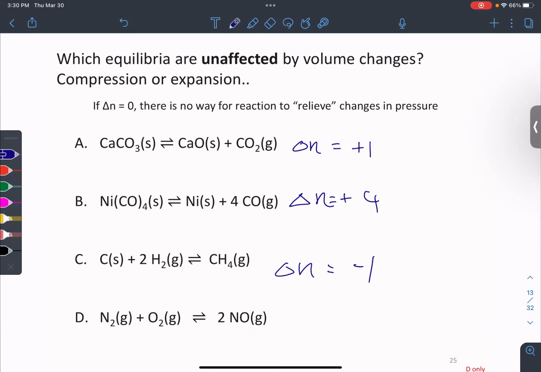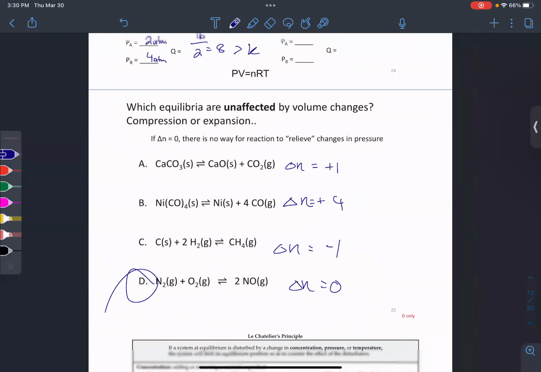So we see that the correct answer is actually D, because the delta N is 0. There's 2 moles of gas on each side. So if I squeezed on it and increased the pressure, is there any direction that will relieve that increase of pressure? No, there is not. So that equilibrium remains unaffected by any compression or expansion.